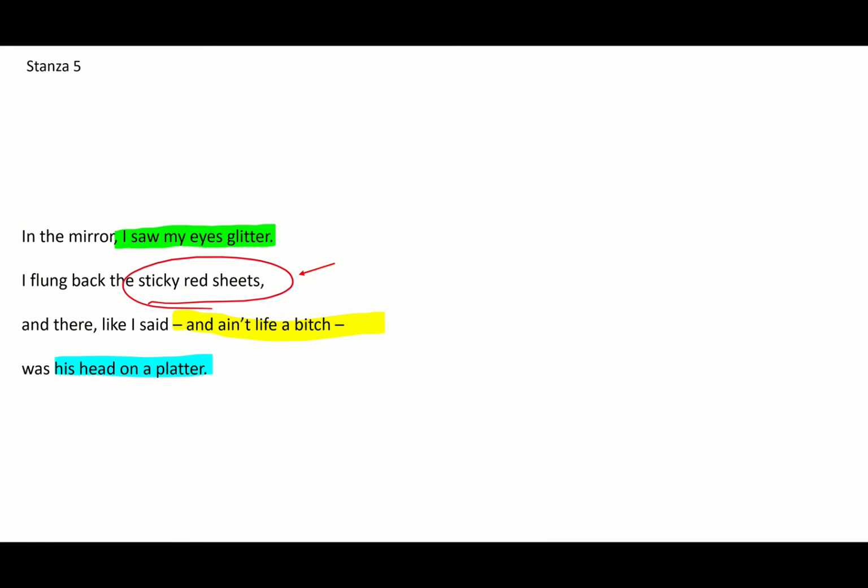Stanza 5, last stanza. "In the mirror, I saw my eyes glitter. I flung back the sticky red sheets, and there, like I said, and ain't life a bitch, was his head on a platter."